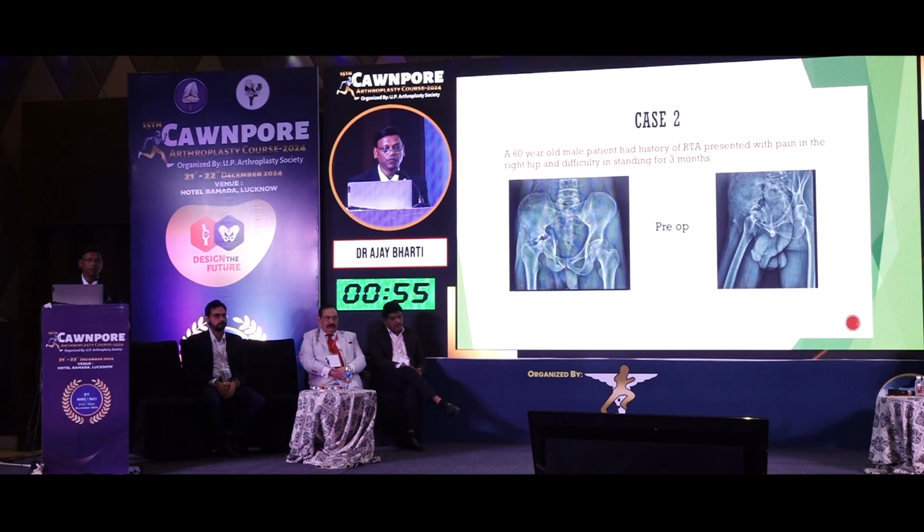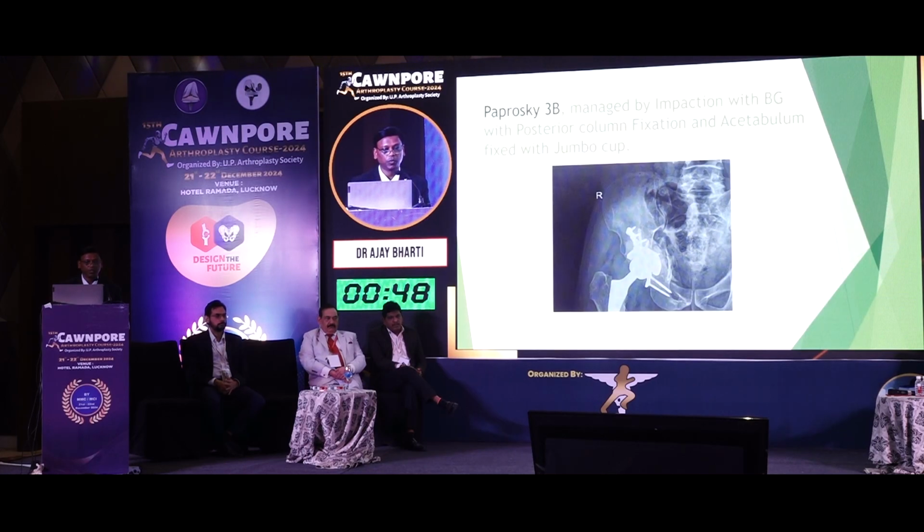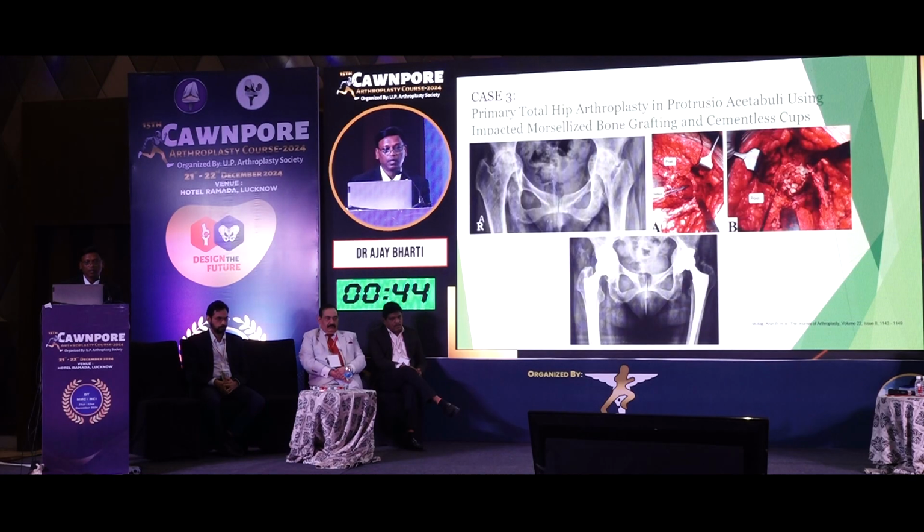In case 2, a similar case with fracture pelvis with column deficiencies, a T-type fracture was there. In a single stage, it was operated by plating the posterior column and placing a jumbo cup. In a similar type of case 3, bilateral protrusio acetabuli in a case of bilateral AVN, impacted bone grafting and a large size cup was placed.